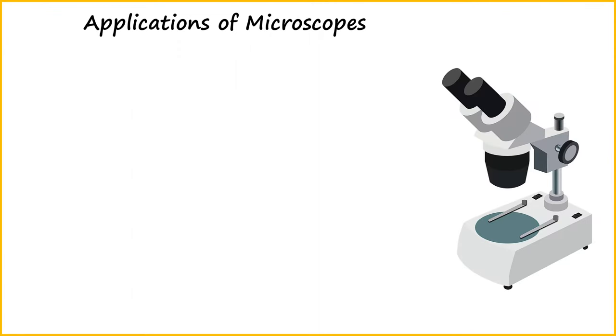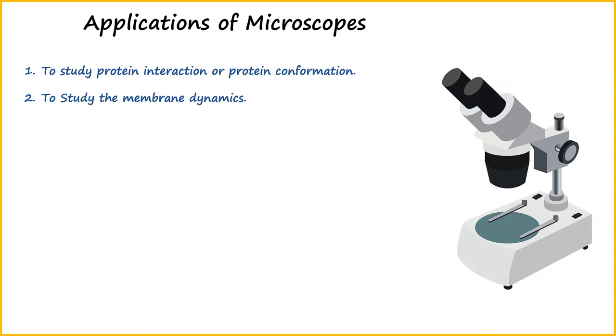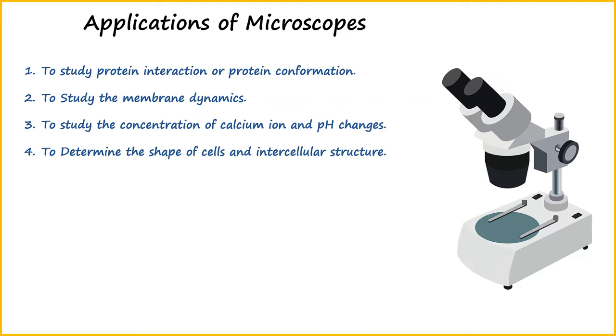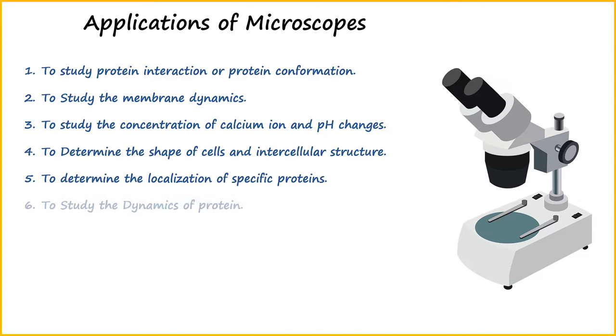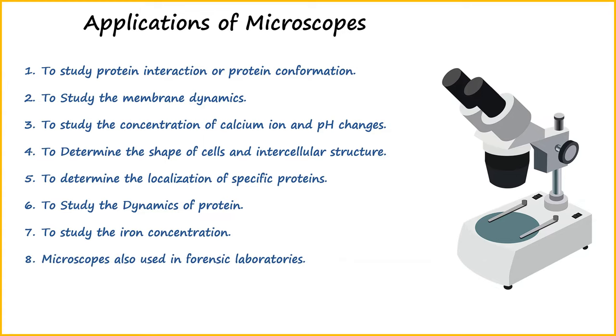Now come to the applications of the microscope. There are different types of applications of microscope, such as to study protein interaction or protein conformation, to study the membrane dynamics, to study the concentration of calcium ion and pH changes, to determine the shape of cell and intercellular structure, to determine the localization of specific proteins, to study the dynamics of protein, to study the iron concentration. Microscopes are also used in forensic laboratories, and in counting of blood cells.